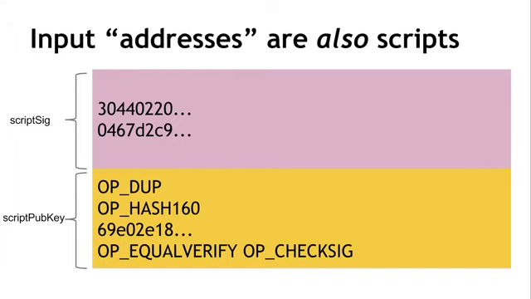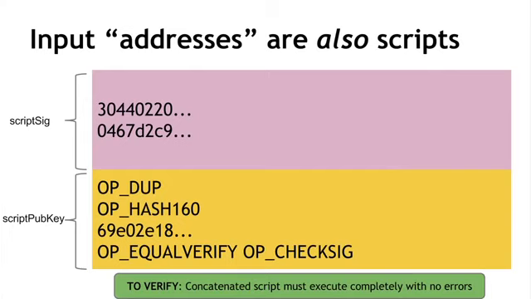That's because in the simplest case, the output script just specifies a public key, and the input script specifies a signature with that public key. When a transaction is being validated, the two scripts get pasted together and run, and if the concatenated script can run without any errors, this is considered a valid transaction.